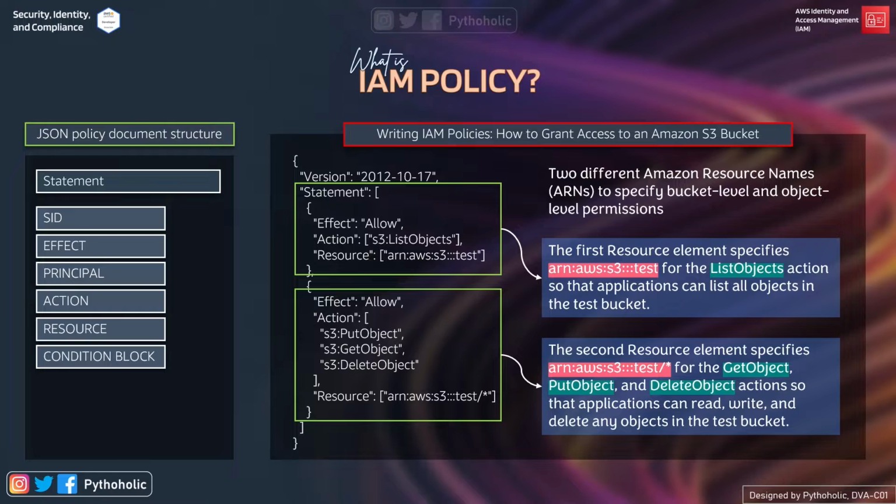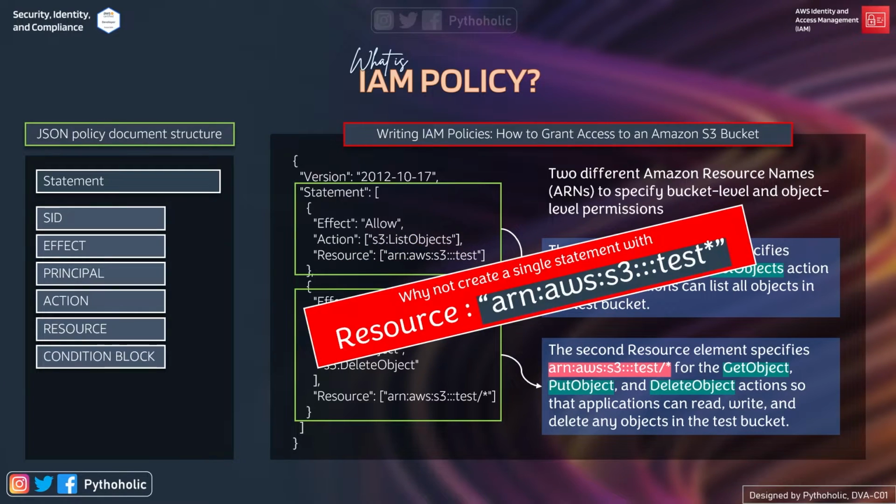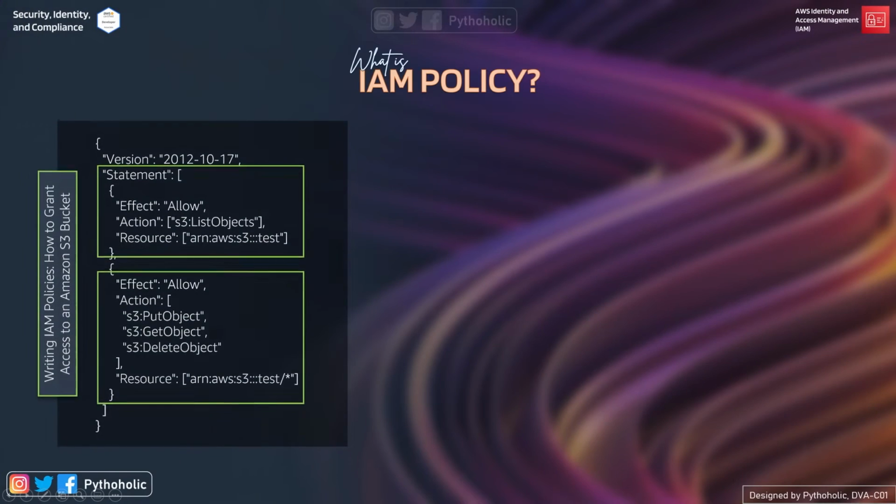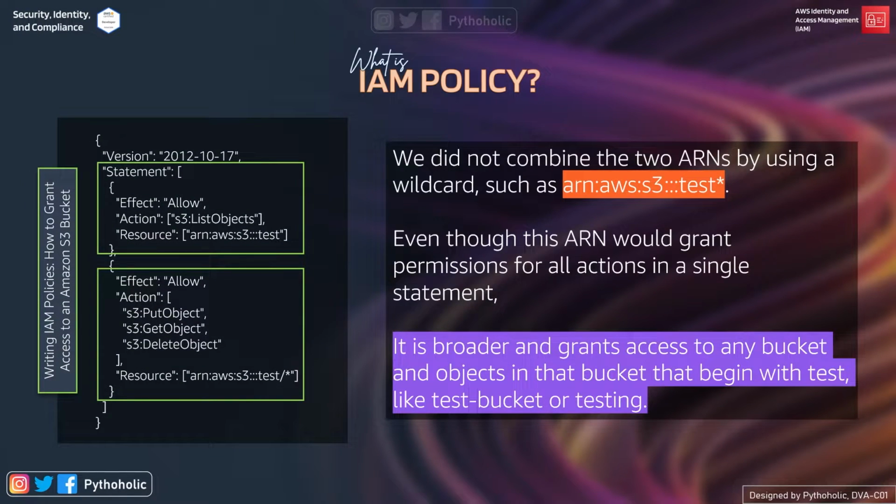We could have written all the operations for both bucket level and object level permissions like test star, and we could have minimized the code. Even though it is a valid question, let's see why we have written it like this. If you see the first statement here, it precisely specifies allow permission for ListObjects, and this returns some or all, up to 1000, of the objects in a bucket. So that's basically to list the objects.